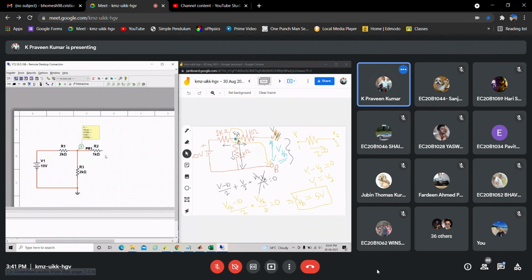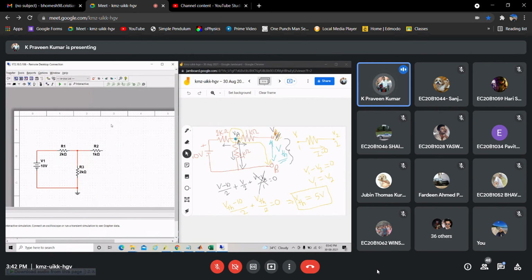So this is my actual circuit. This is terminal A and this is terminal B. Since this is an open circuit, there is no current flow, so whatever voltage we are measuring here, the same voltage will be here also. That's what we have seen. So you can simply place this voltage probe here, then you can verify what this voltage is. So that is 5 volt.